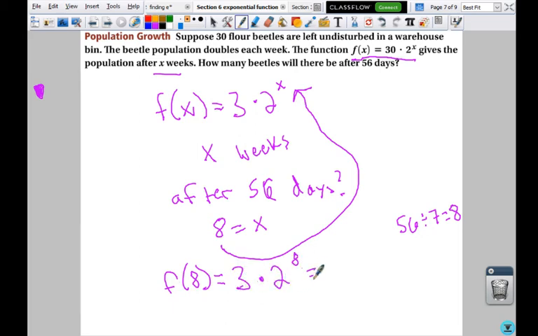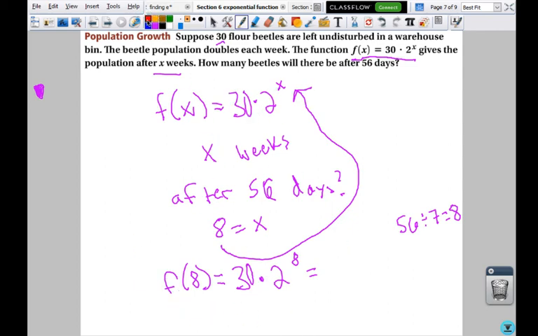30. Yeah, it's 30, not 3. Oh, alright, sure. I thought that seemed like a weird formula, but if you start with 30 beetles, why are you starting with 3? Anyway, that was 30 times 2 to the x, not 3.